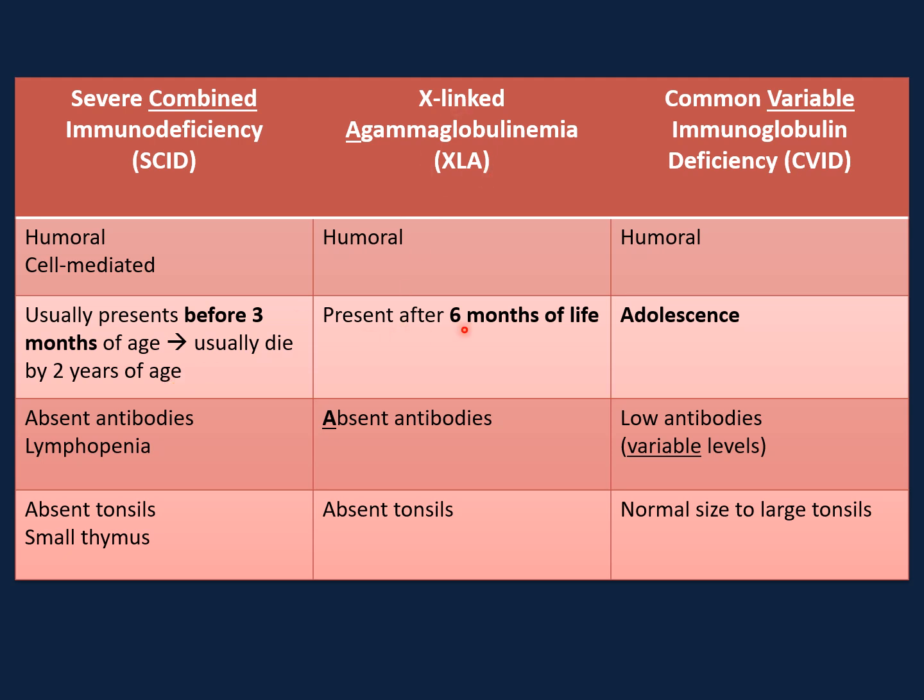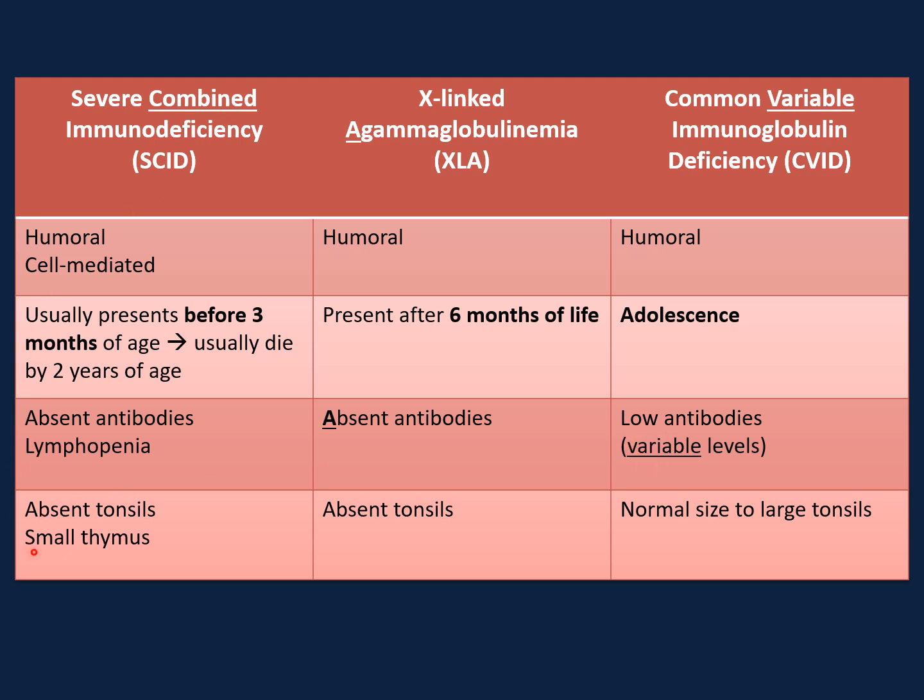XLA appears after 6 months of life when the maternal antibodies disappear from the circulation, and common variable appears during adolescence or after, very rare before 6 years of age. In SCID, you will not have any antibodies and also associated with lymphopenia because of T cells. In XLA, absent antibodies. In common variable, the level of the antibodies are low and variable in levels. So remember, variable, low levels, but not absent.